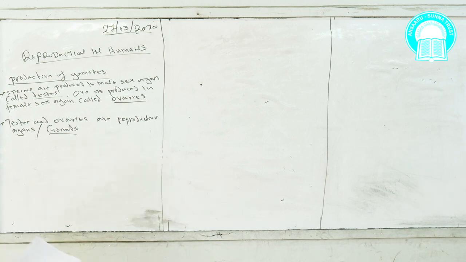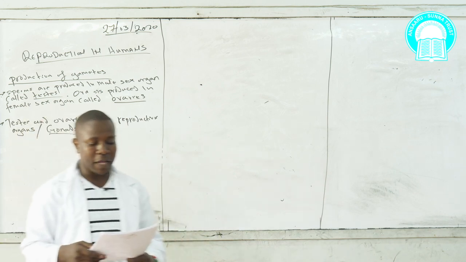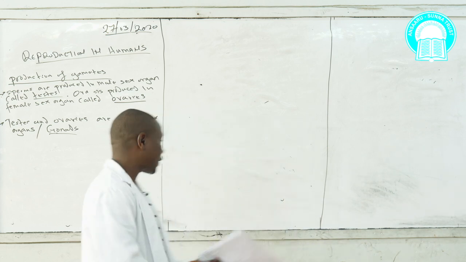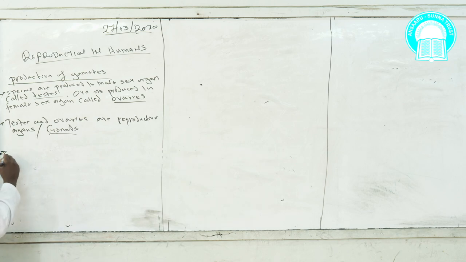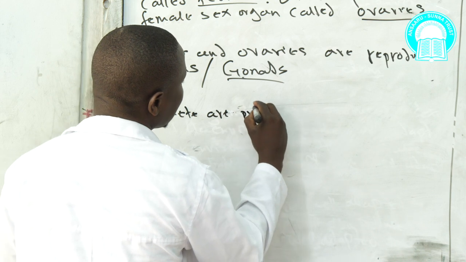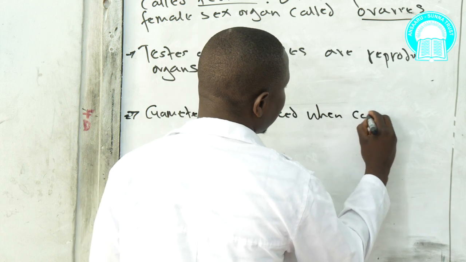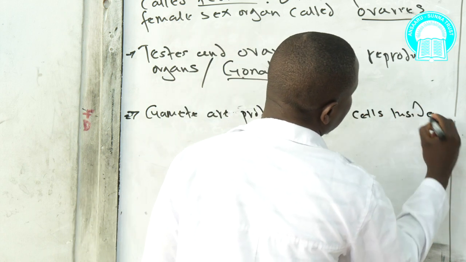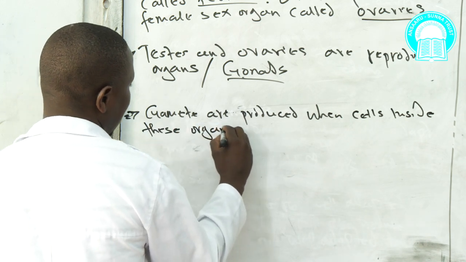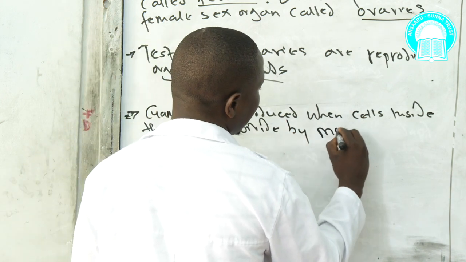So, what are being produced? The gametes. You are being told both are produced when the cells inside these organs divide. Or you just say, gametes are produced when cells inside these organs divide by meiosis.